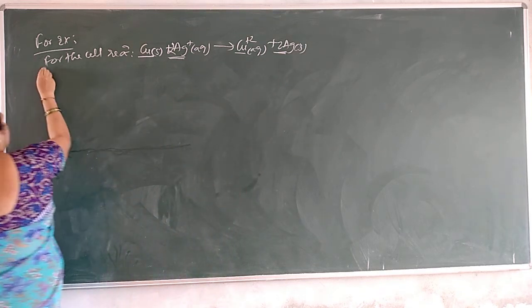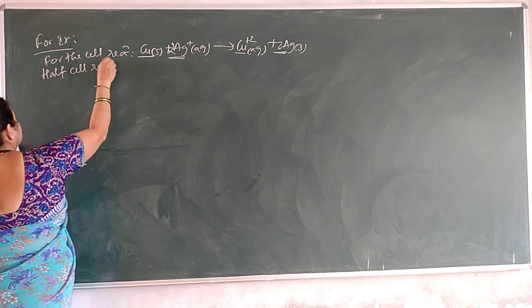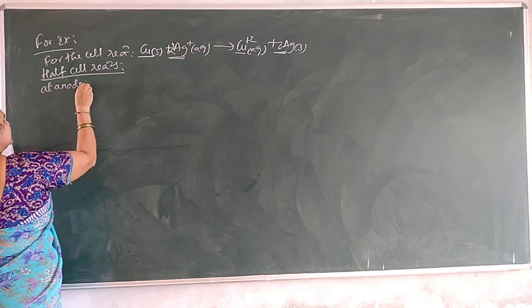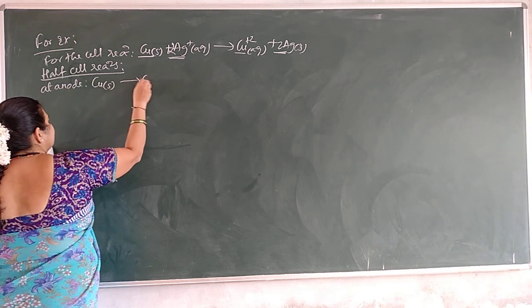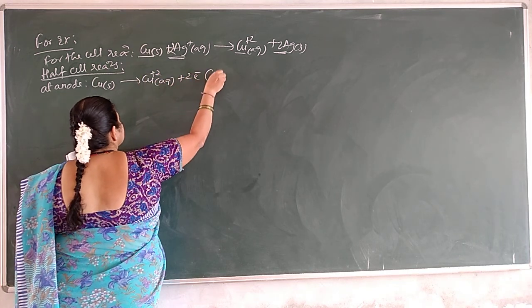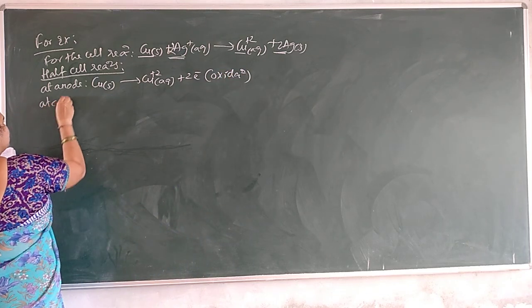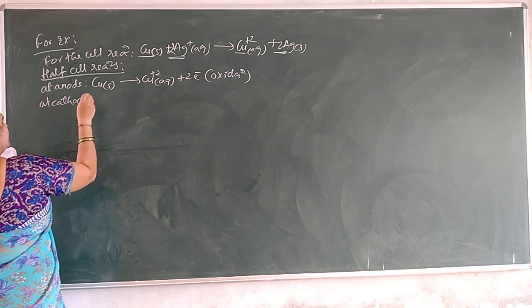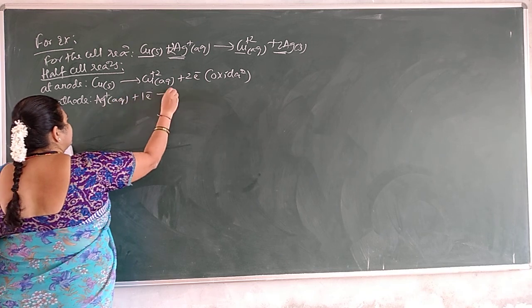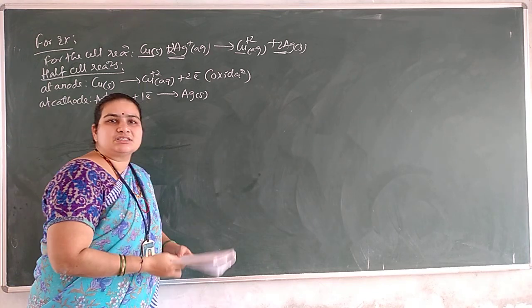So here half cell reactions are written as, at anode half cell reaction will be Cu solid giving rise to Cu2 plus aqueous plus 2 electrons, that is oxidation reaction occurs. Now at cathode, Ag plus aqueous plus electron giving rise to Ag solid. So 2 is introduced to balance the equation.